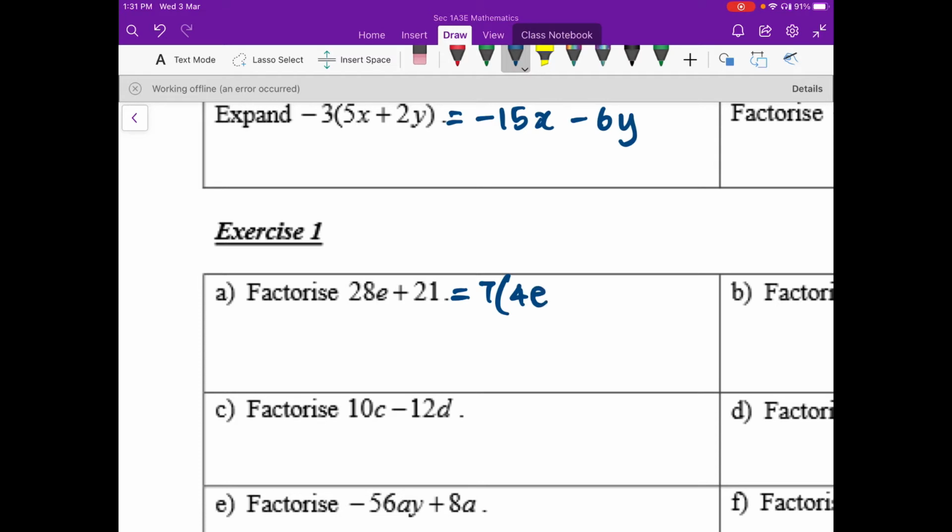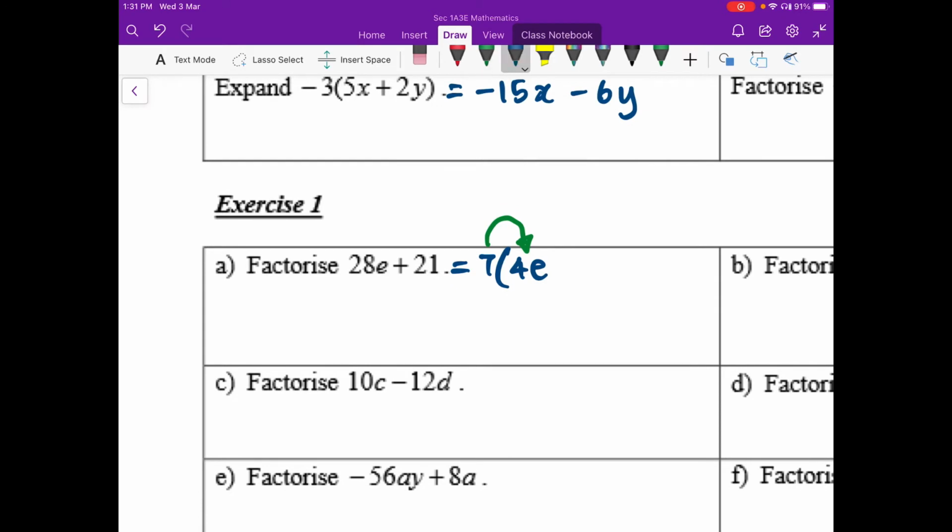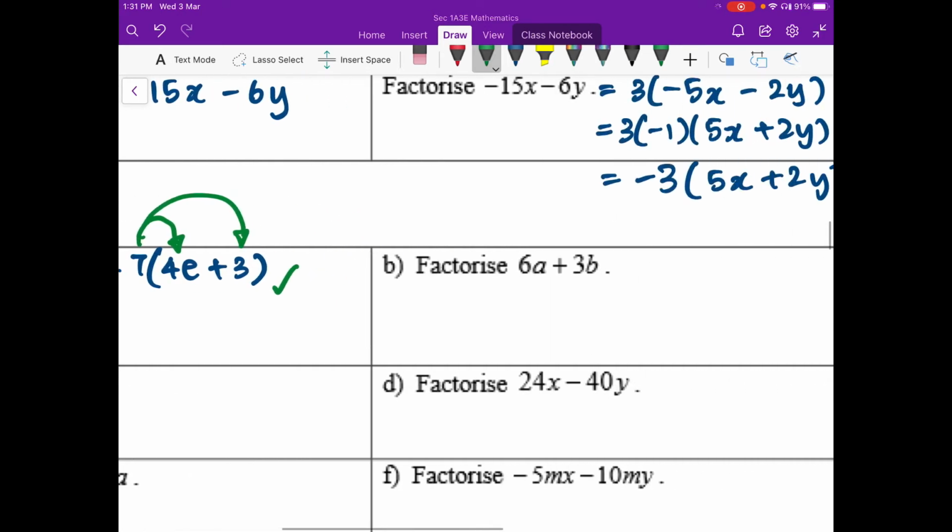Before you go on, in your mind, you do a quick mental check. If I were to expand 7 times 4e, do I get back the original? Yes. So you are on the right track. Let's continue. Then 21 divided by 7, we get 3. And then in your mind again, you do the expansion. 7 times 3, do you get 21? Yes, you do. Therefore, your answer is correct, because the right hand side, which is what you did, is equal to the left hand side.